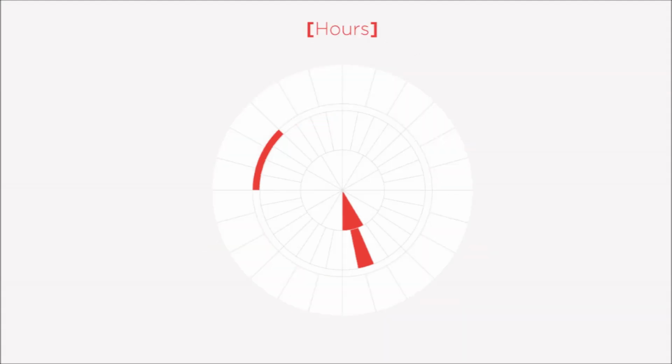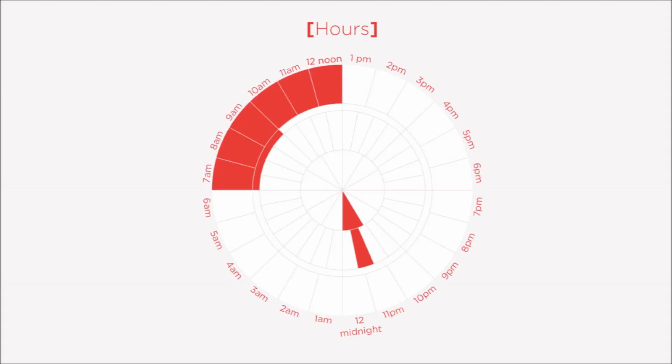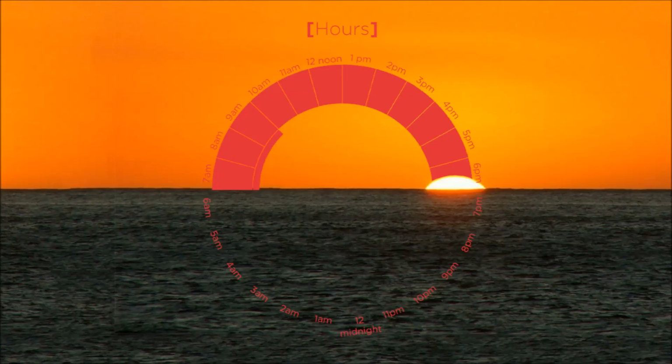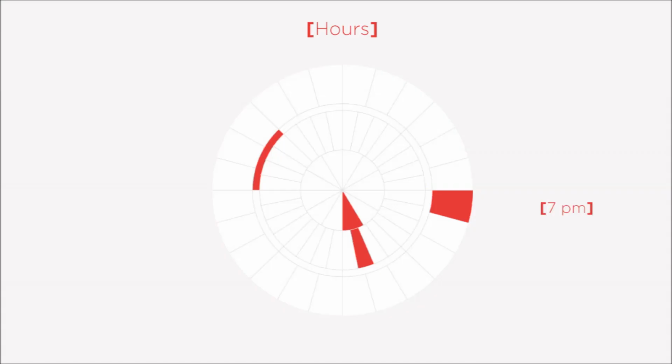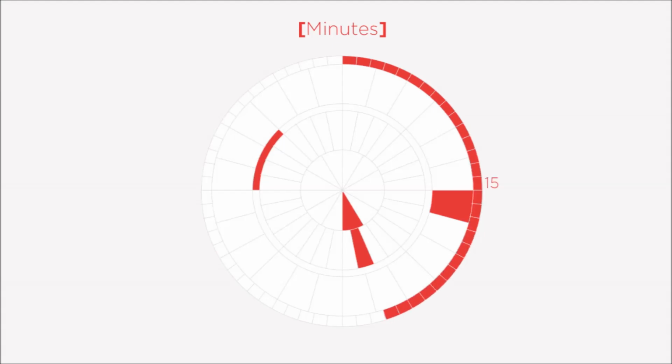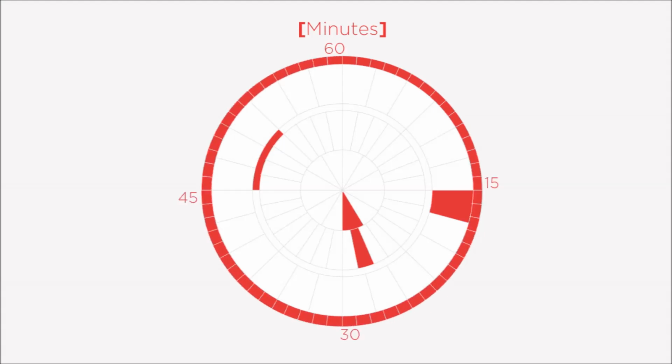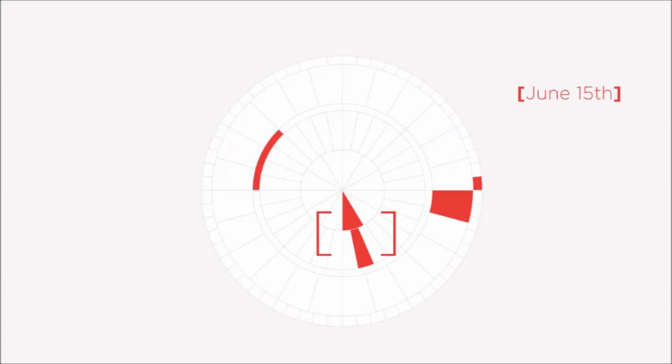The next ring is for hours, and there are 24 segments, with noon at the top and midnight at the bottom. This is the opposite of most 24-hour clocks, but I felt this configuration was more familiar as the daylight hours resembled the sun's movement in the sky. So when the chronoglyph looks like this, it's 7 p.m. The final and most familiar ring is for minutes, and there are 60 segments with quarters at 15, 30, 45, and 60. So when the chronoglyph looks like this, it's June 15th, Sunday, 7:15 p.m. So that's how it works.